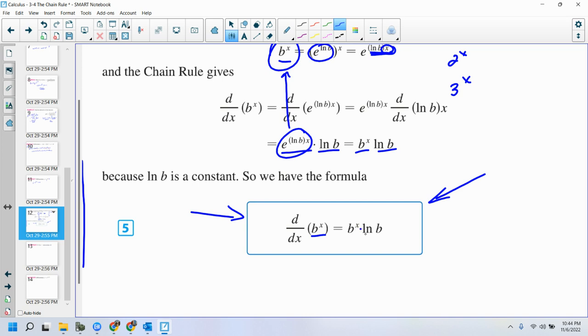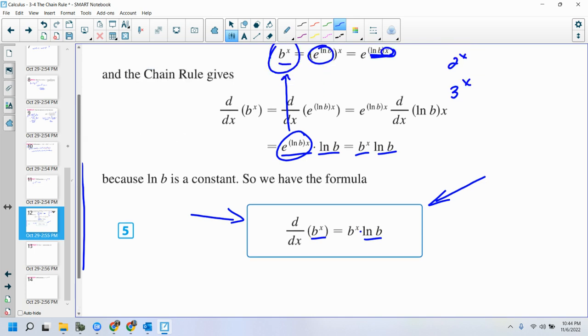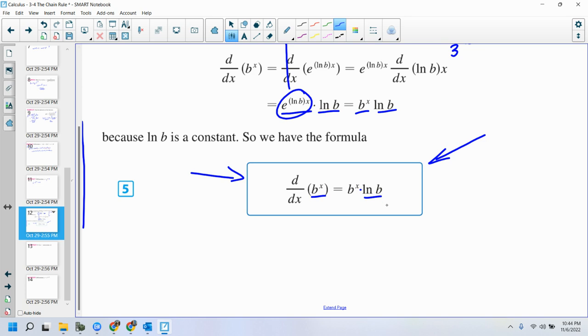See, we wouldn't understand this times the ln of b until we've done the chain rule. Like, why are we multiplying on something? Well, it's because of the chain rule. We might not remember how the chain rule actually worked out, but now we can at least say it's because of that. Okay, so the derivative of 2 to the x would be 2 to the x times ln of 2. The derivative of 4 to the x would be 4 to the x ln of 4.